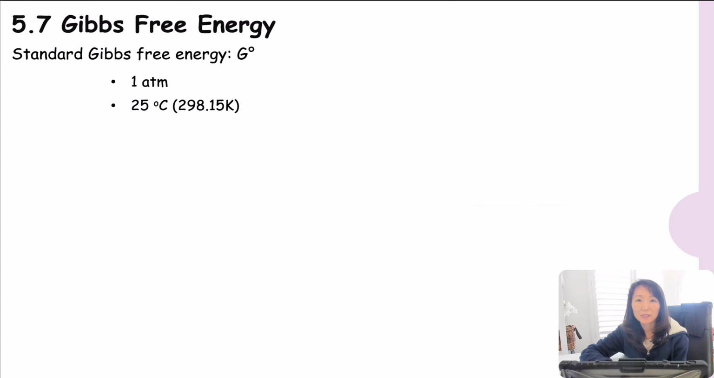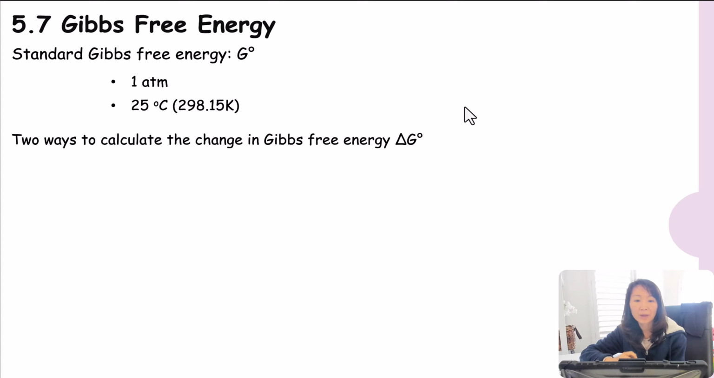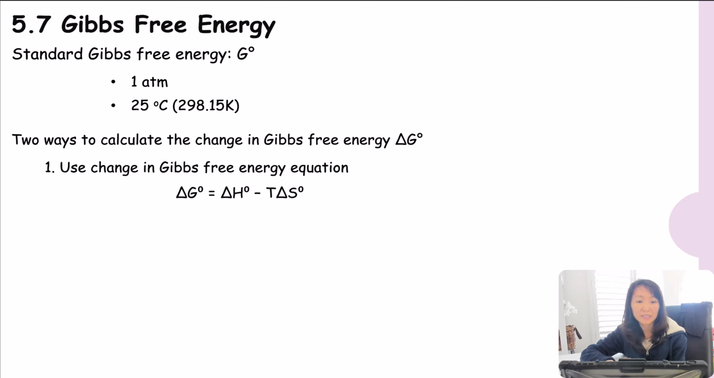I will go back to that reference sheet in a bit. For the standard Gibbs free energy, or G naught, you can utilize a particular equation to solve for that. And we've already seen the first one. That's the Gibbs free energy equation. You take delta G naught equals delta H naught minus T delta S naught. So this naught represents that it's at 1 atm and 25 degrees Celsius.